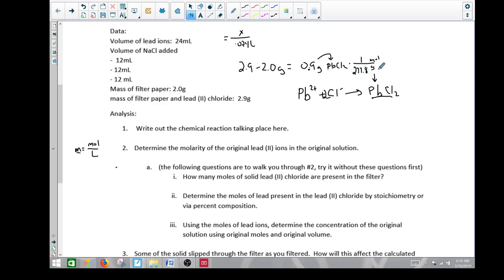277.8. Alright, so obviously we have less than 1 mole. Quite a bit less than 1 mole. We have less than 1/100 of a mole. But let's divide it out. 0.9 divided by the molar mass is 0.003.